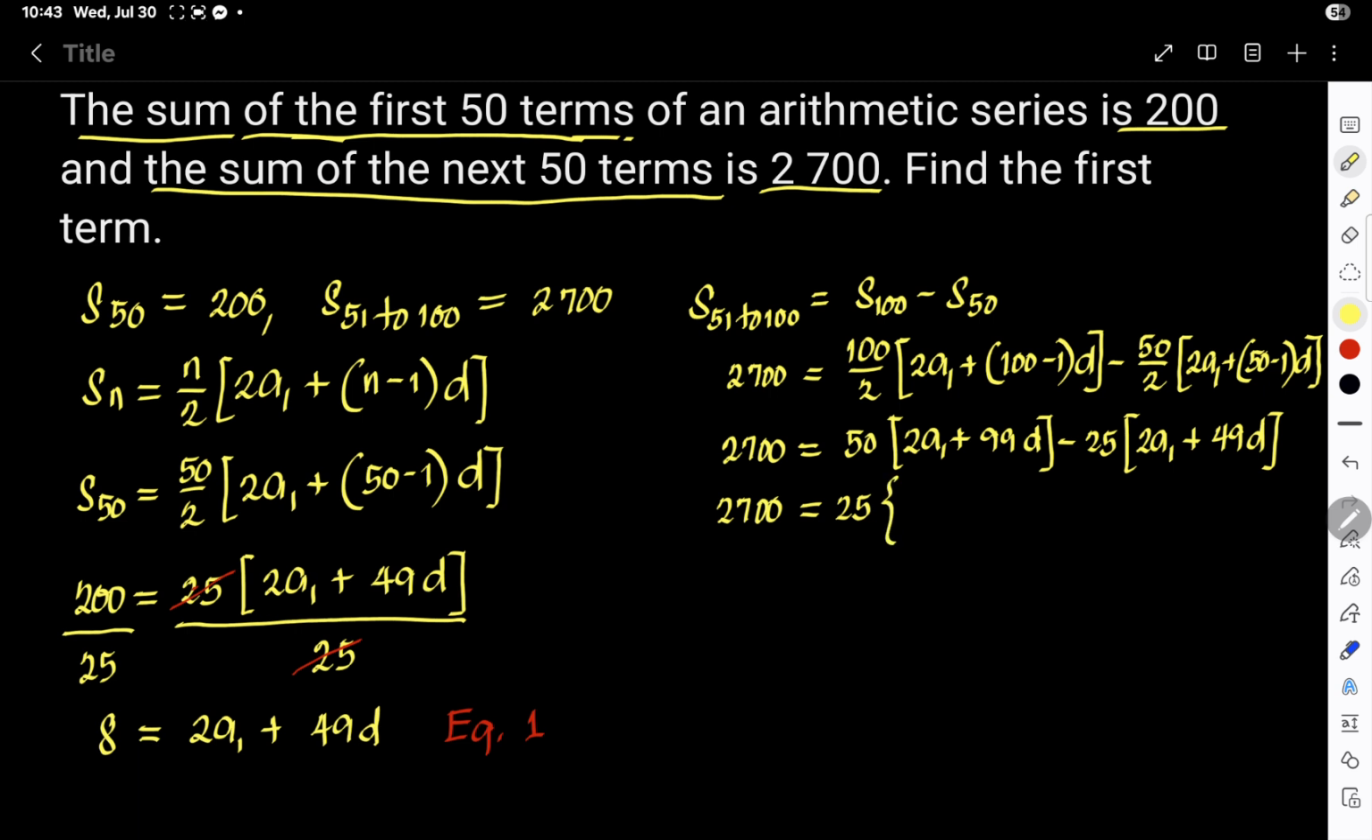So we're going to use braces here. Removing 25 as the GCF means we are going to divide 50 and 25 by 25. So 50 divided by 25 is equal to 2, so let's rewrite 2a sub 1 plus 99d, and the 25 here divided by 25 is simply equal to 1, so we have minus [2a sub 1 plus 49d].